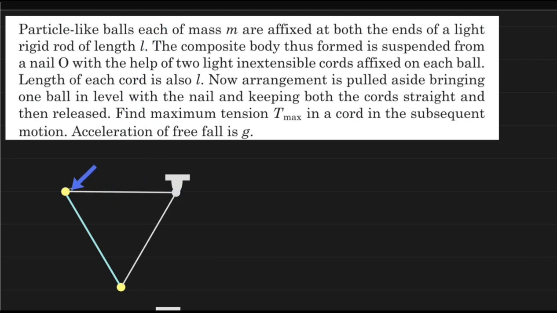So, this system is initially kept in a position such that this string is horizontal, and after we release this system from the situation shown here, the tension will be developing in these two strings and that will be changing as this system goes down. So, you have to determine the maximum value of tension in these cords.